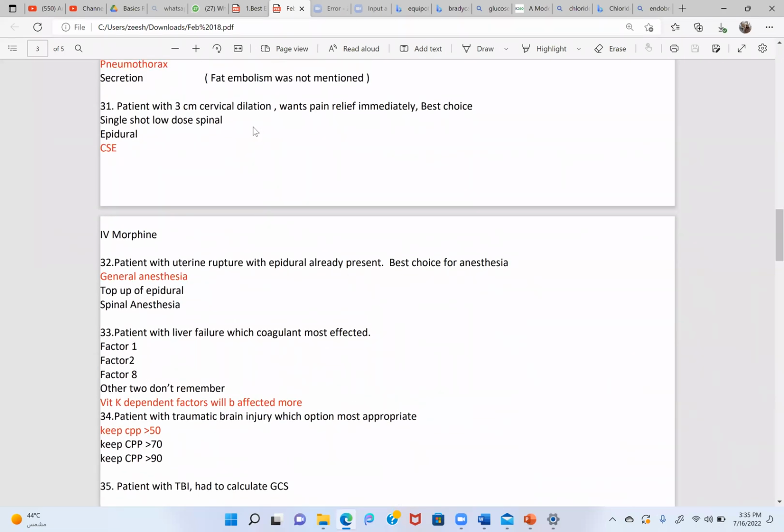A patient with 3 centimeter cervical dilatation wants pain relief immediately. Best choice: single shot, low dose epidural, CSE. Epidural, sir. Epidural should be the answer. You see, if it is more dilated, then CSE, in the sense that you will be giving a saddle sort of block. But it is 3 centimeter. I think it should be epidural.